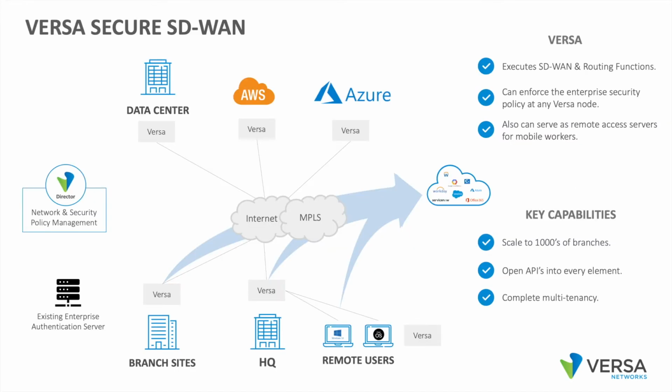So this is just a quick overview of Versa Secure SD-WAN. Most sites get a Versa node, physical. Up in AWS and Azure, we have virtual nodes. Versa Director is central management, and Versa is executing SD-WAN and routing functions. Versa is enforcing the enterprise security policy. All the Versa nodes can also serve as remote access servers for mobile users, and this scales to thousands of branches, open APIs and everything, and completely multi-tenant.